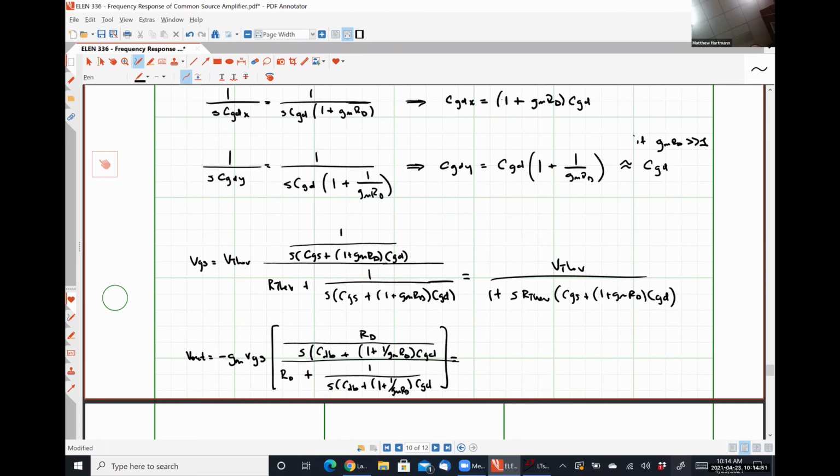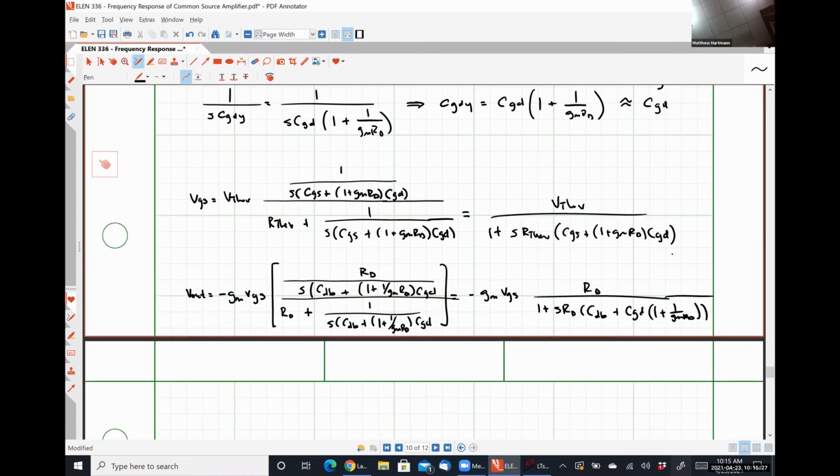If I multiply through by the denominator of the numerator over the denominator of the numerator, this just simplifies to negative GM VGS times RD over 1 plus SRD times CDB plus CGD times 1 plus 1 over GMRD, close parentheses there. And now I have enough information to get my entire transfer function.